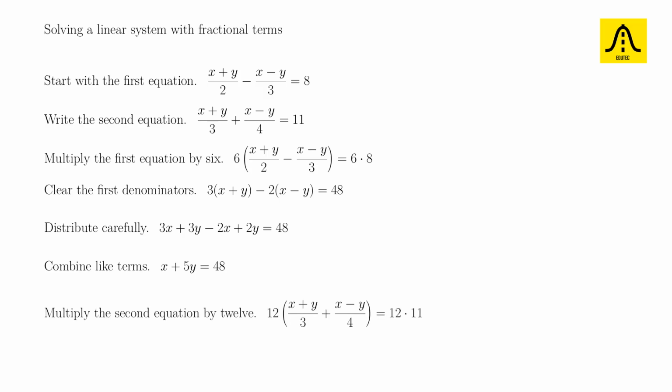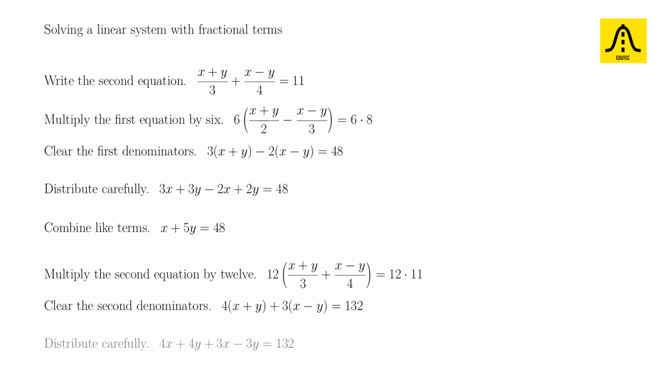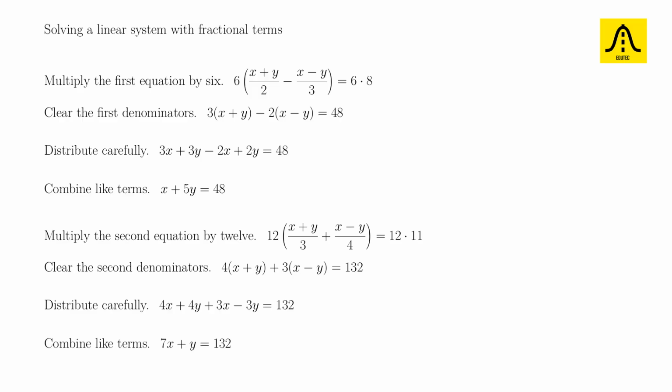For the second equation, the common denominator is 12. The fractions are now cleared in the second equation. Distribute each term. Here the signs come from plus 3 times the second parentheses. Combining like terms gives the second simplified linear equation.